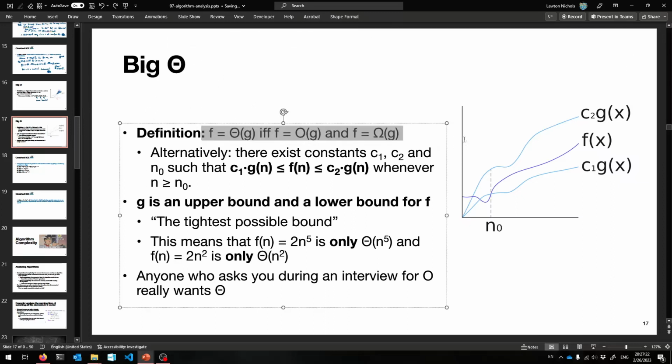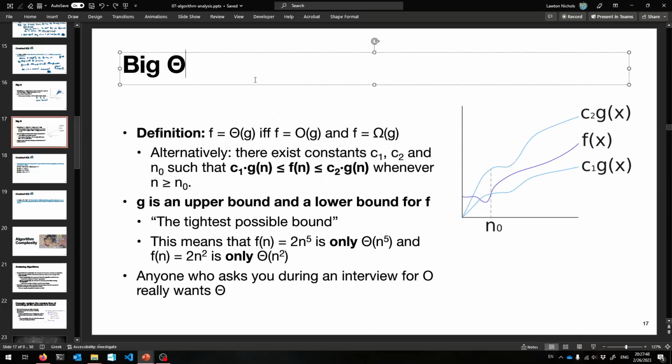So if you spell this out, it's saying it's big O and big omega at the same time, so there must be two constants, right? One for the big O part and one for the big omega part. There must be C1 and C2, and an n naught, just choose the bigger of the two, such that C1 times g of n is bounding f below. It's smaller, that's the big omega part. And then C2 times g of n is the big O part. It's bounding f above whenever n is greater than or equal to n naught.